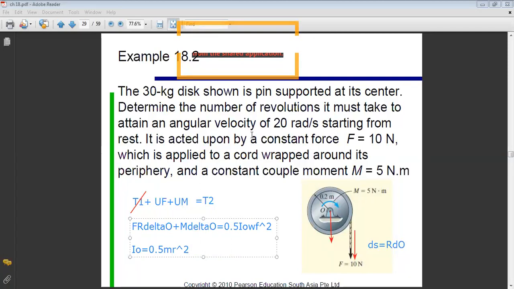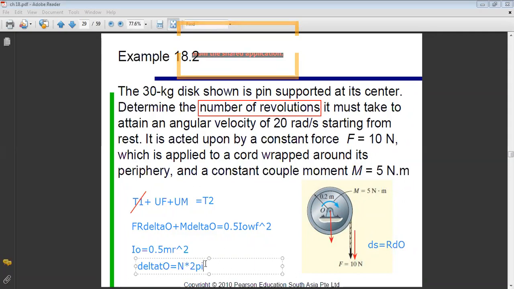You get delta theta. Now, once you have delta theta, how can you calculate the number of revolutions? I want you to find the number of revolutions. We do delta theta over 2 pi. Very good. Because each revolution is 2 pi. So delta theta is equal to the number of revolutions n times 2 pi. So to calculate n, the number of revolutions, we divide delta theta by 2 pi.